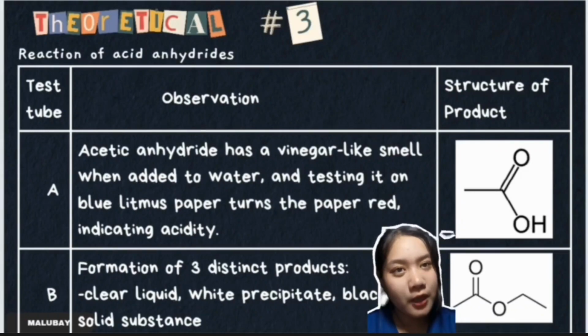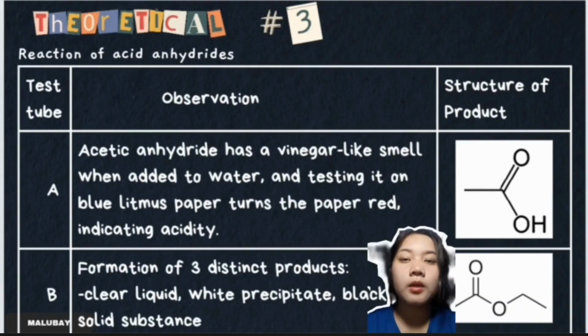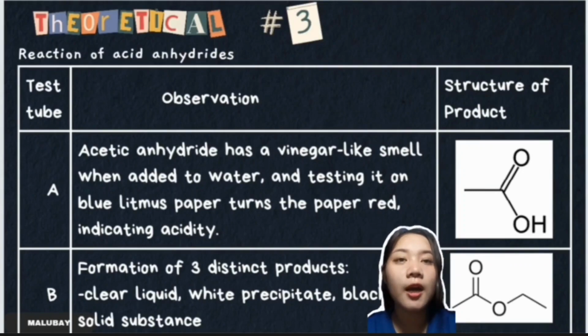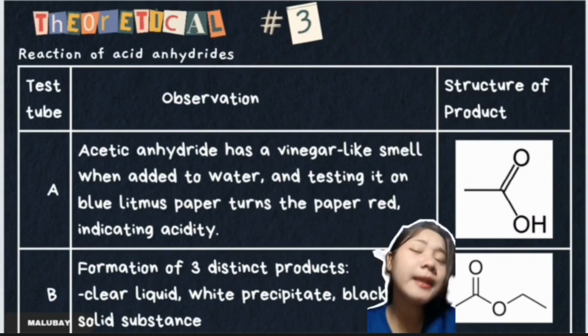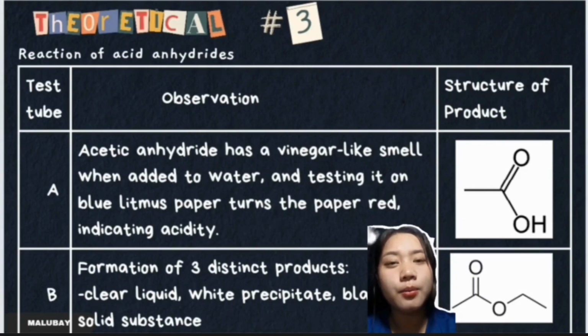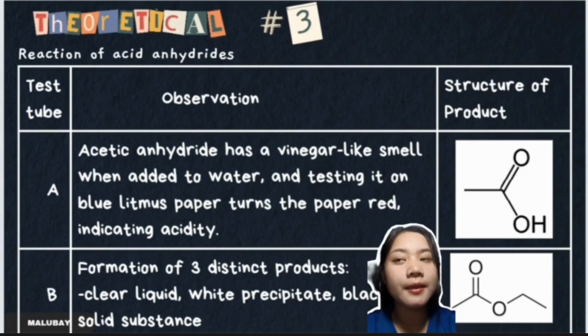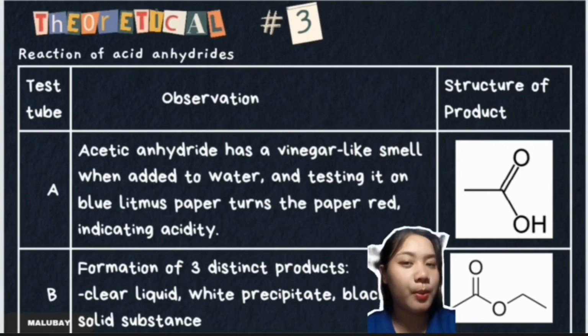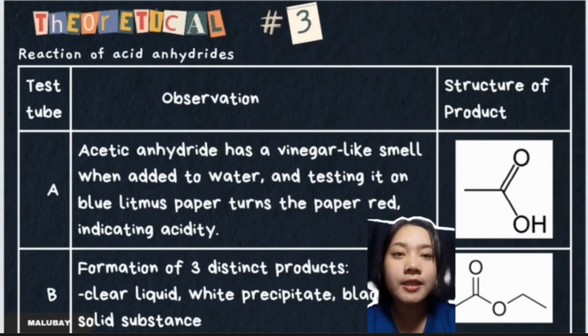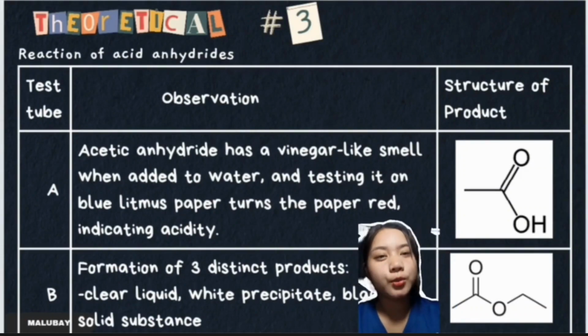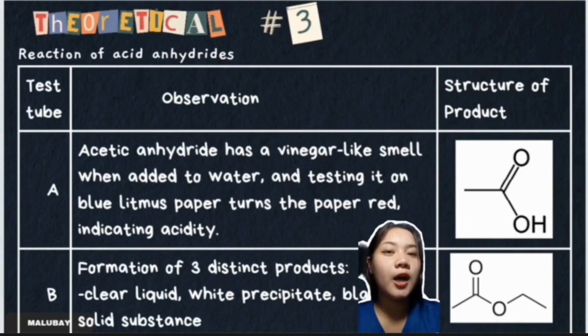For the observations, there is a strong vinegar-like odor when the acetic anhydride is added to the test tube. Then we add the blue litmus paper, and as we observed, the mixture turns red, which indicates that the mixture is acidic. The product produced is acetic acid, and this is its structure.